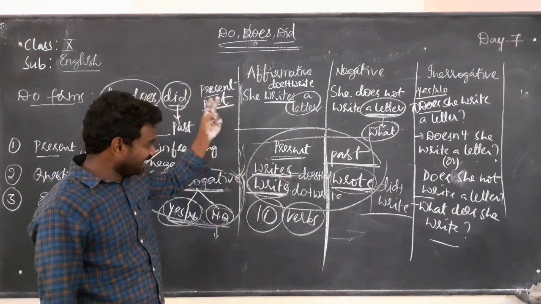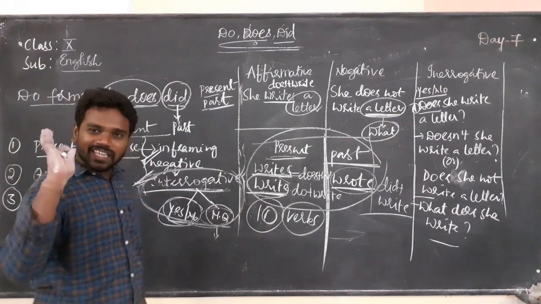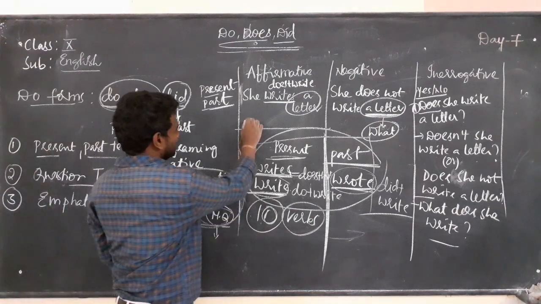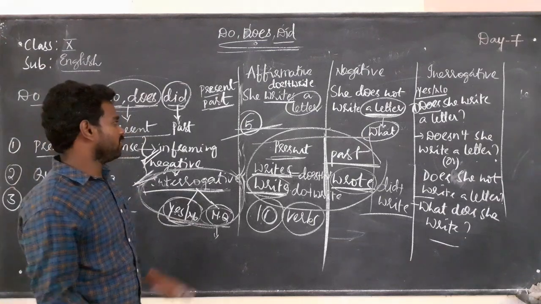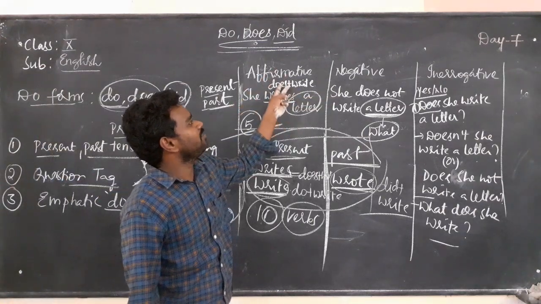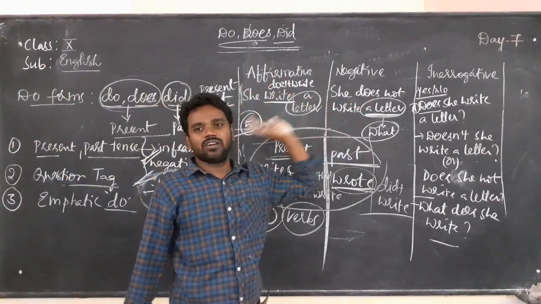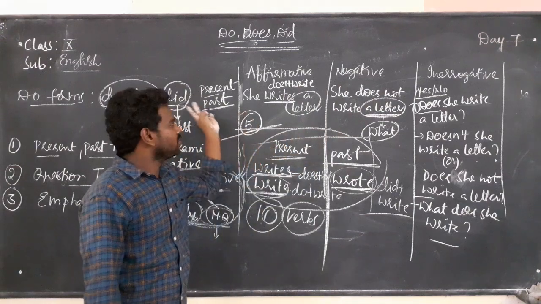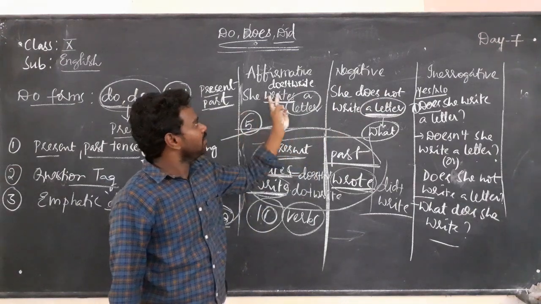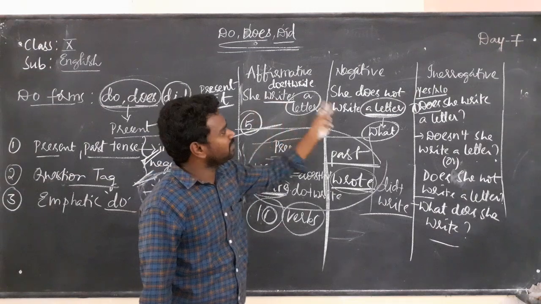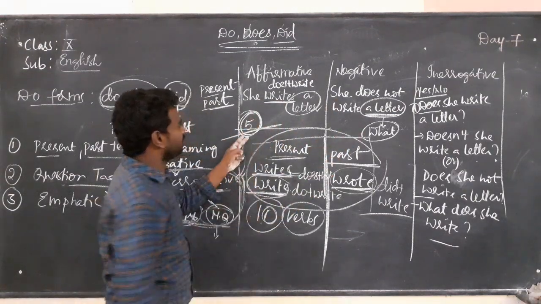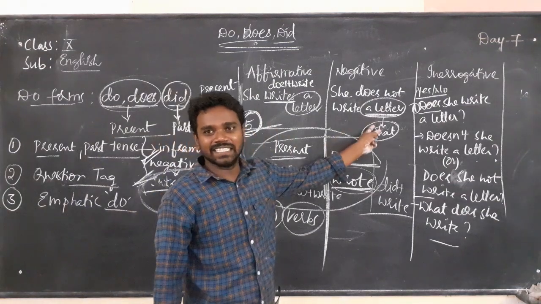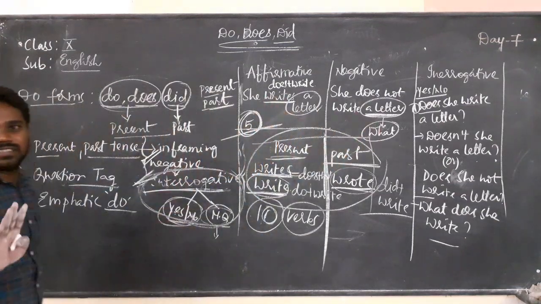After writing the 10 forms, select any 5 verbs and make a table like this: affirmative, negative, and interrogative. With these 5 verbs, frame the sentences in present and past.